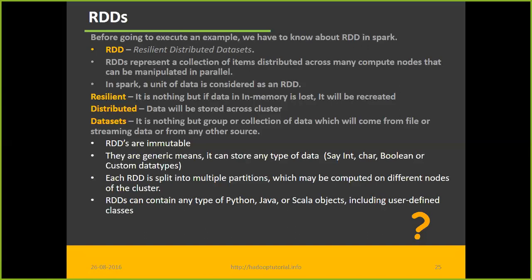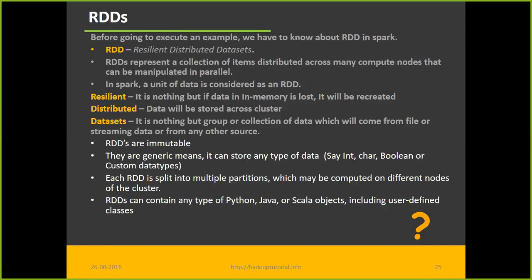In the next point, RDDs are immutable. So we know this keyword very clearly. Immutable means we cannot change that. Once an RDD is created, we cannot change its value. We can't update that RDD. And we can create another RDD from this RDD by applying some transformation.